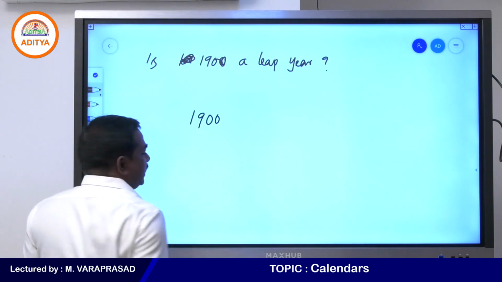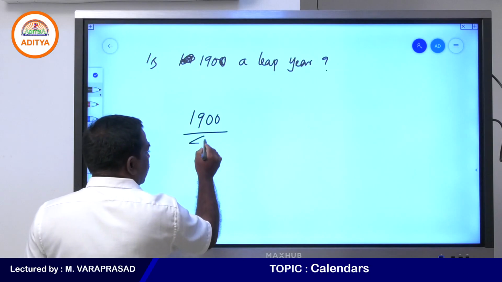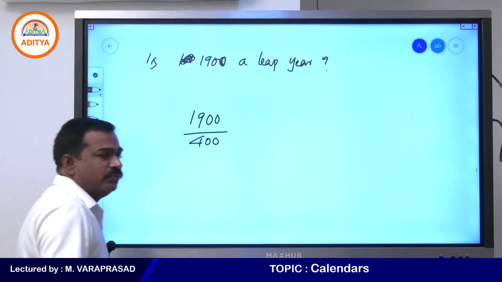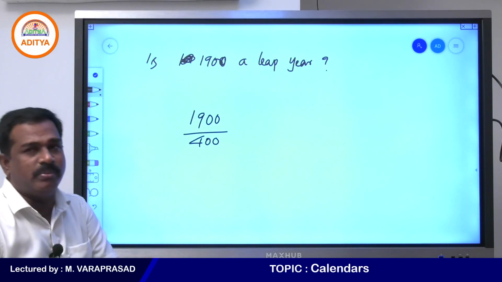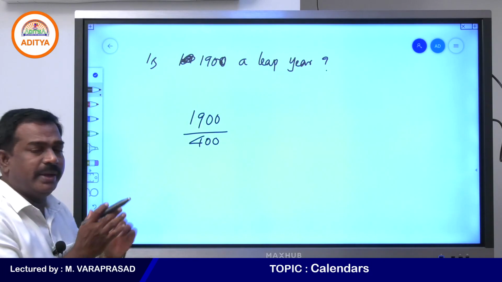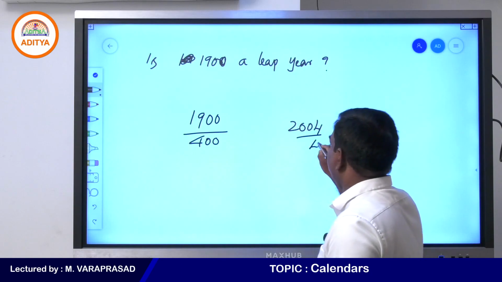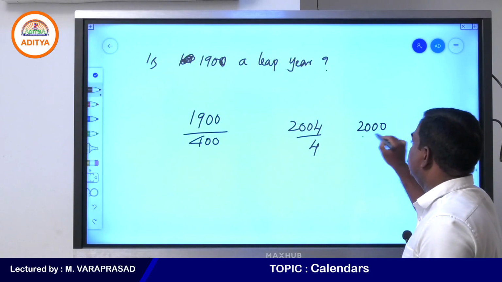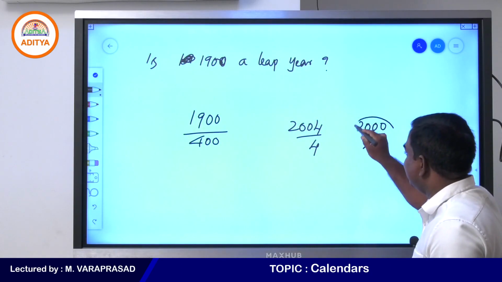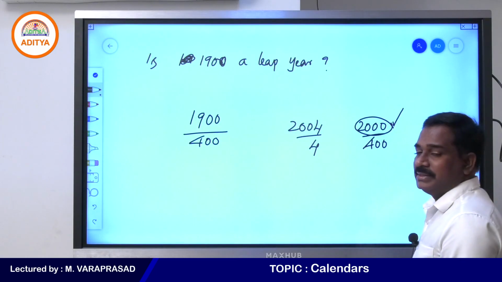1900, this is a century year. You need to divide this by 400. A century year should be divisible by 400, like 2000. A normal year, like 2004, should be divisible by 4.